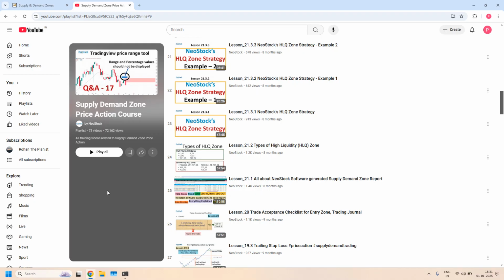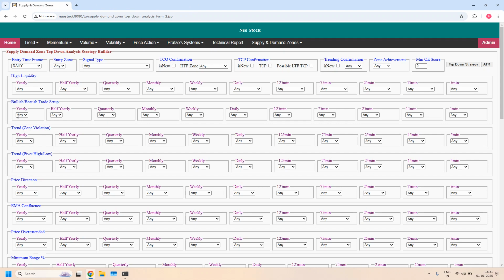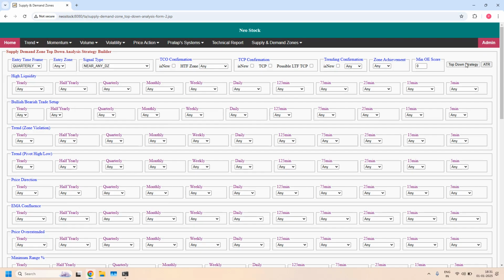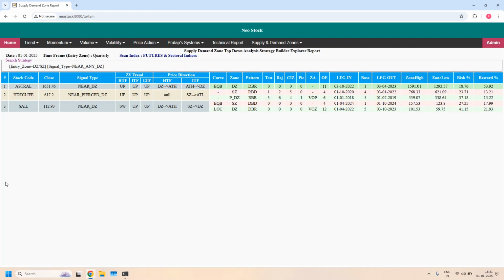Now let's generate the reports. First, we will find the stocks near demand and supply zones for different time frames, starting with quarterly time frame. Stocks near quarterly demand zone. We got 3 stocks.